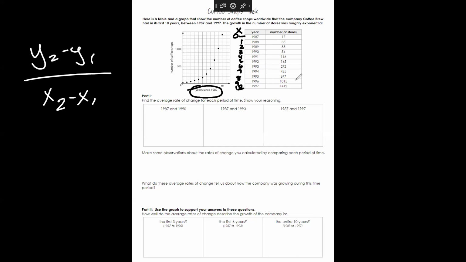8, 9, 10. Now to find the average rate of change, we've got our x1, which is going to be 0. And then 1990, what number is corresponding to that? 3. Okay, so 3 is going to be our x2. Does everybody see it? Now, to find our y1, y2, we look at our y values. Our y1 is going to be 17, and our y2 is going to be 84. We're going to plug all this information into the formula. So we get 84 minus 17 over 3 minus 0.